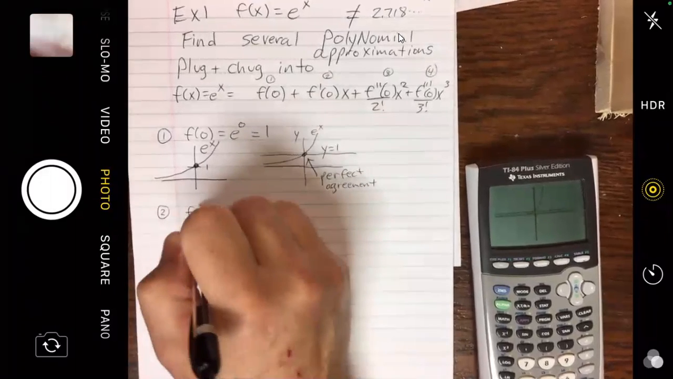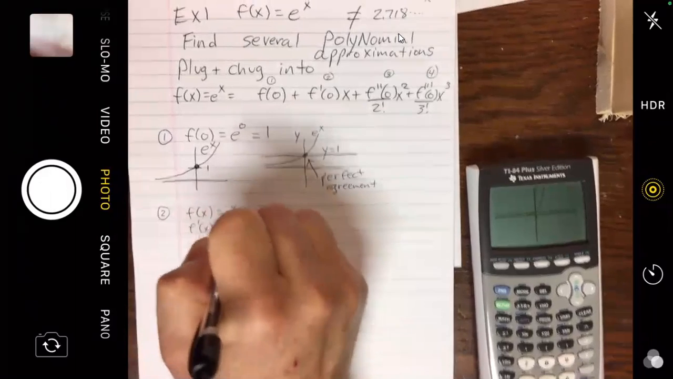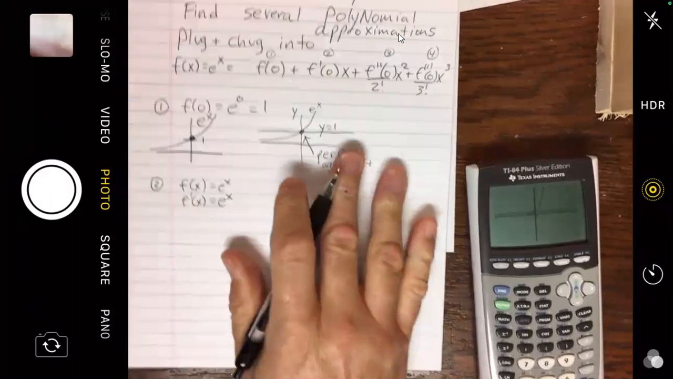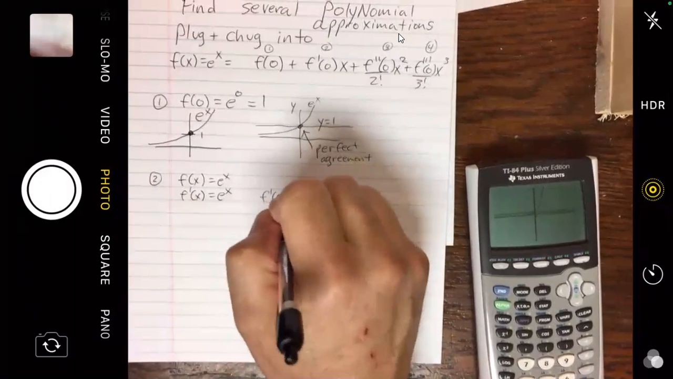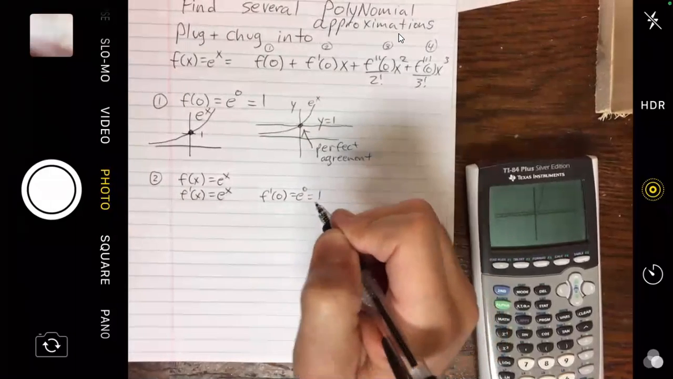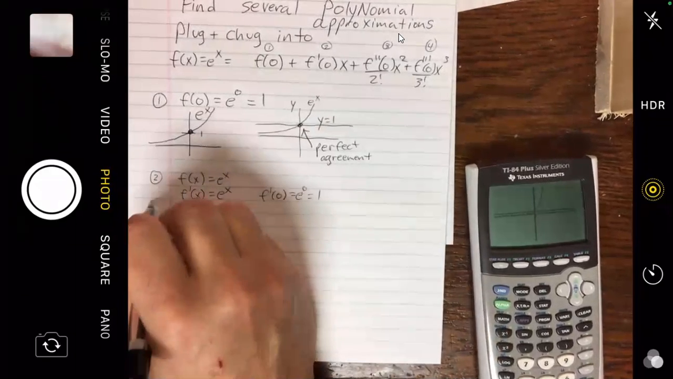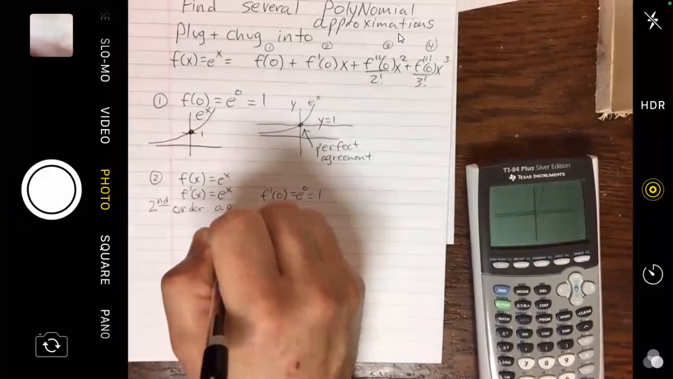So f of x is e to the x. F prime of x, that's why they picked this easy example, is also e to the x. When you do derivatives, e to the x doesn't change. And you need f prime of 0, which is e to the 0, which is 1. So in other words, this is my, say, second order approximation.